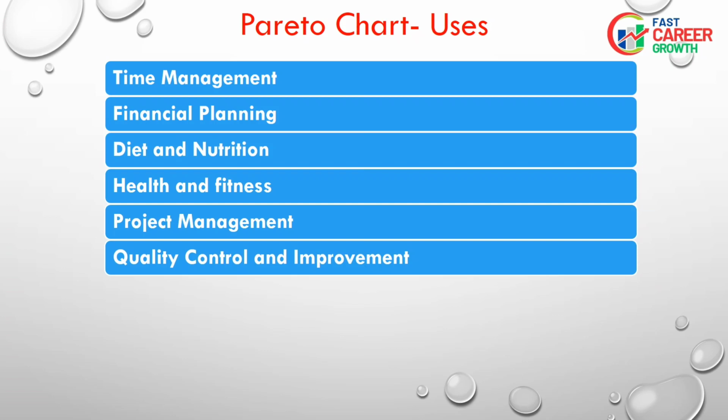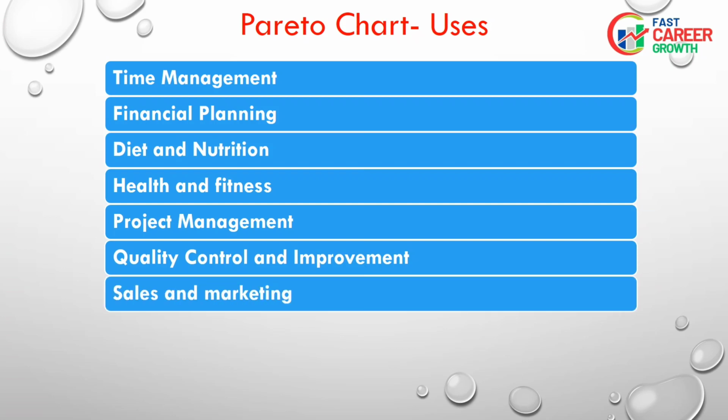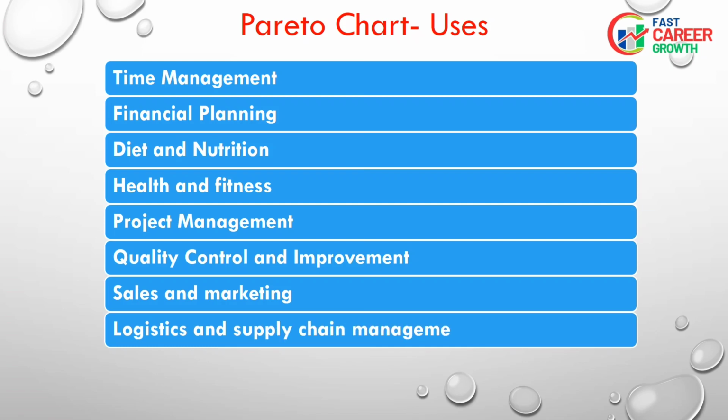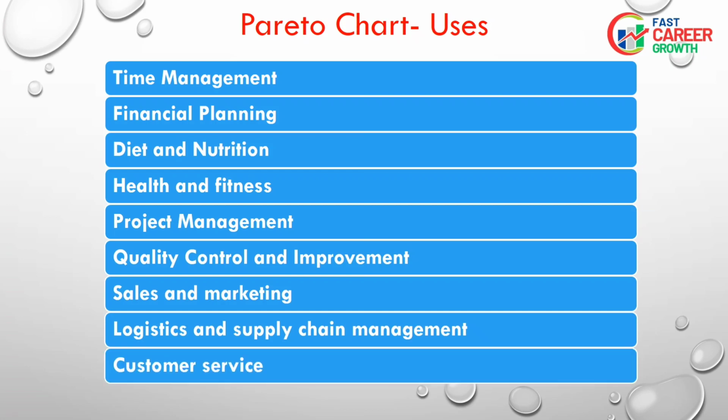Sales and marketing professionals may use Pareto principles to determine which customers, products, or marketing strategies generate the most significant revenue or impact. In logistics and supply chain management, Pareto analysis can help in identifying critical products or suppliers that require special attention to optimize operations. Customer service representatives may prioritize customer complaints or issues using Pareto analysis, focusing on the most frequent and impactful concerns.